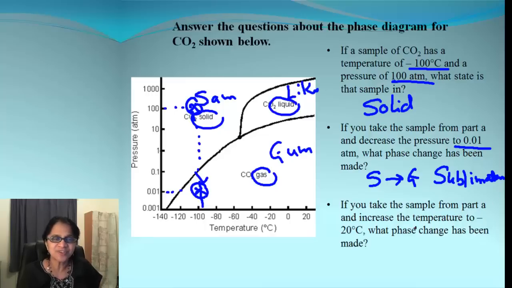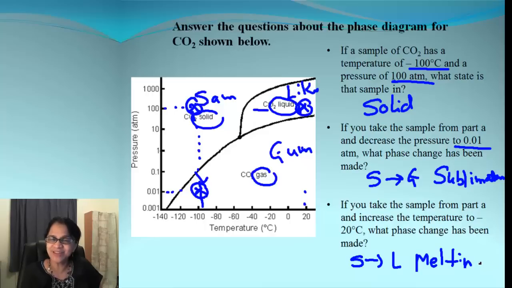Okay, last question. The last question which we have here is, if you take the sample from part A and move the temperature to 20 degrees. So we have the same pressure, but now the temperature is 20 degrees, and if you actually get that point, it will be somewhere over here. So we are going to liquid. From solid, we are going to liquid. What is that called? That is called melting, as you all know. So look how simple it is.